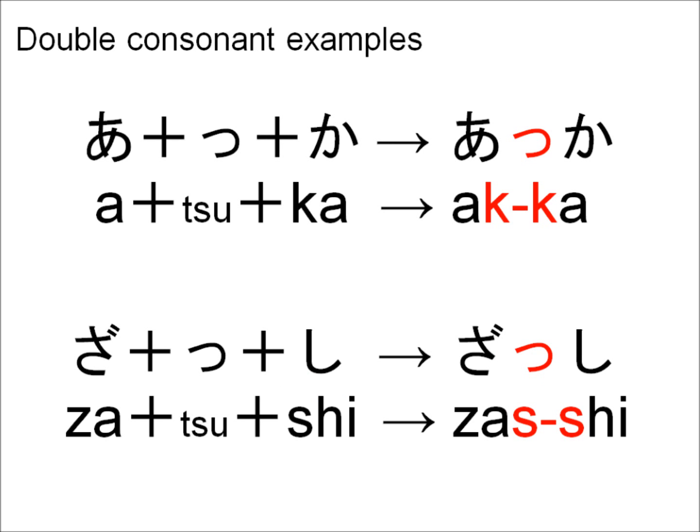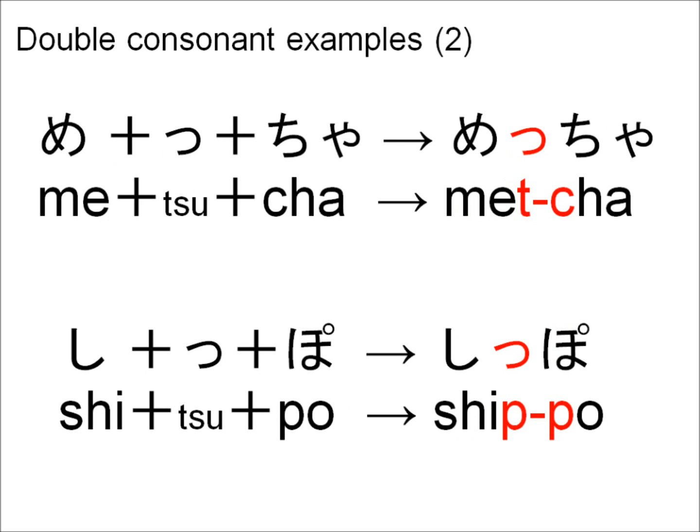Let's take a look at a couple other examples of double consonant sounds. In the first example, the second character has a K consonant sound, so the resulting sound becomes akka. In the second example, the second character has an S consonant sound, so the resulting sound becomes zasshi. Here are a couple more examples.